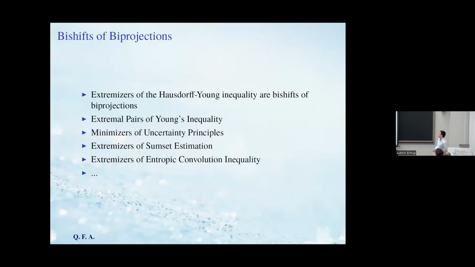Like I said before, the bishift of a biprojection is quite important in our research. It is the extremizer of the Hausdorff-Young inequality. It is the extremal pair of the inequality, the minimizer of the uncertainty principle, the extremizer of the entropy convolution inequality, exactly. And it's also the limit of some kind of identical independent distribution. There is also another notion called biunitary, which plays a similar role for these inequalities. If we consider the maximizer of uncertainty, we will get the biunitary, not the biprojection.